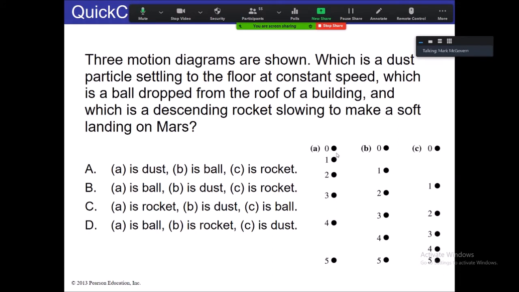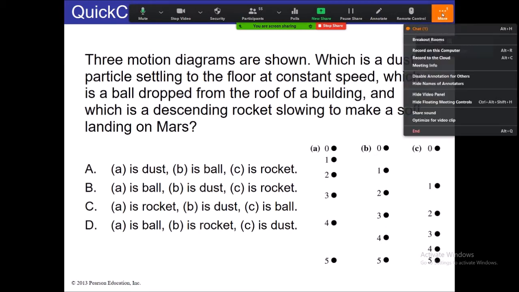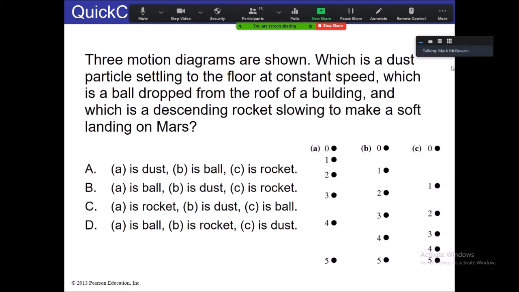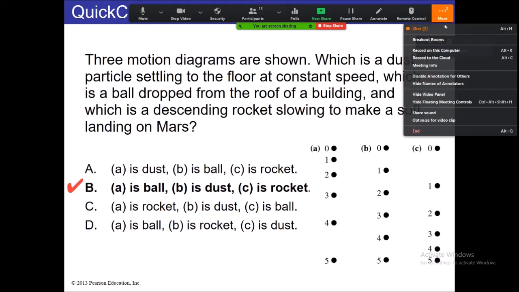What's going on in A? We have an object that's falling down and speeding up. That sounds like a ball is dropped from the roof of a building. So I like B. D could be right. What about B? B looks like constant vertical motion, which sounds like something that dust might do. So I'm thinking it is B. All right. And then C is the rocket. I guess the rocket is descending now. Okay, fantastic.